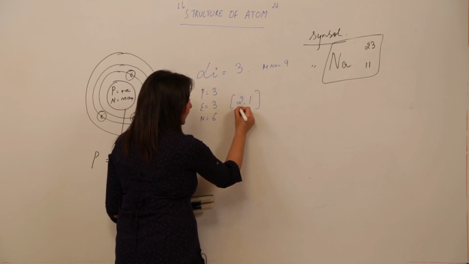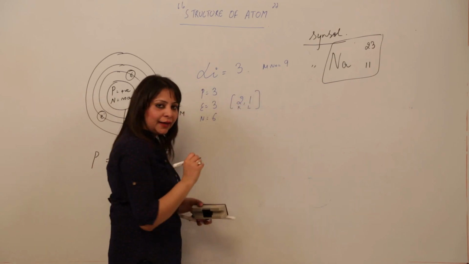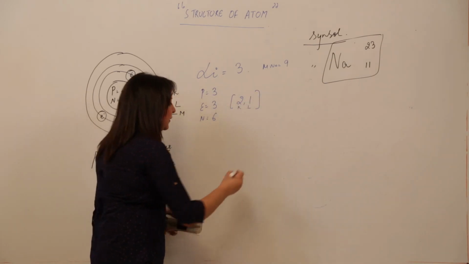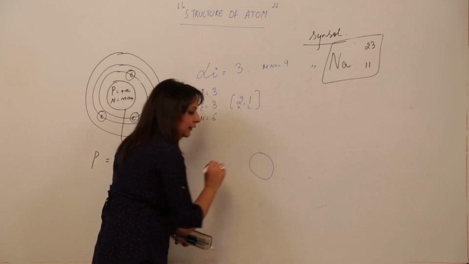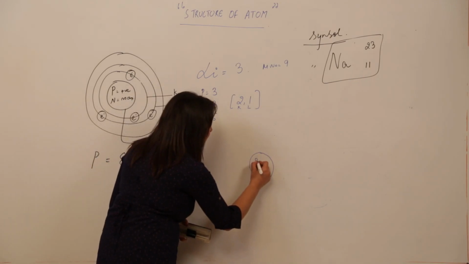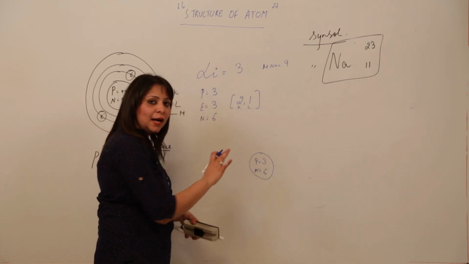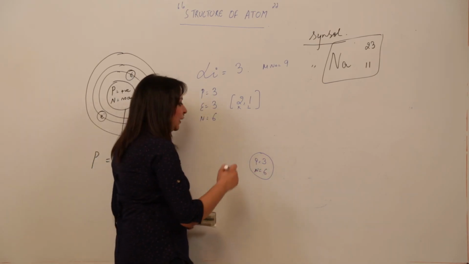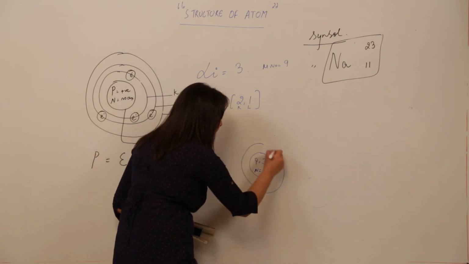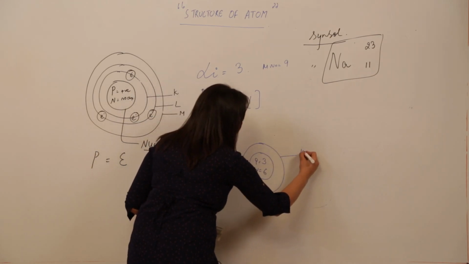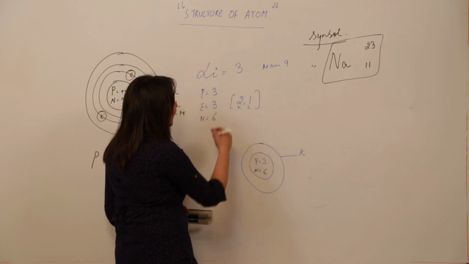Now you know how to write K and L, right. Now we will make a model. See, first we will make the nucleus like this. How many protons? Yeah, 3. How many neutrons? 6. So this is the composition of the nucleus. Now we will make the shells. First shell, you know what the name is? That is K. How many electrons?